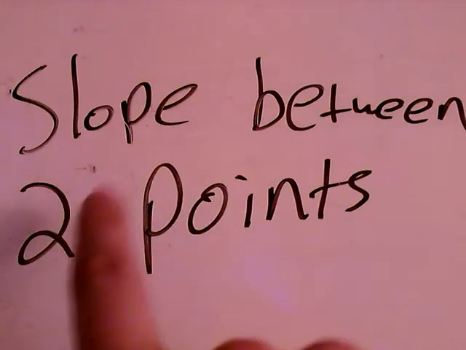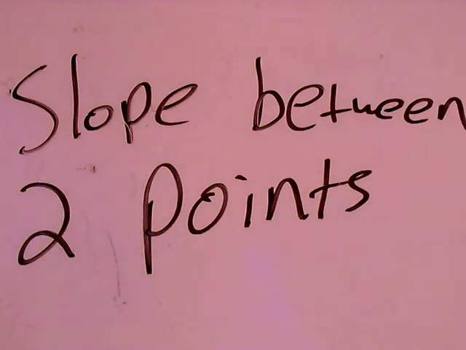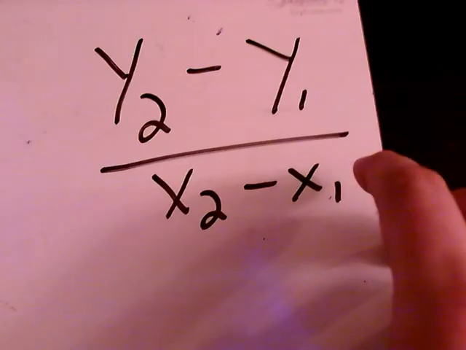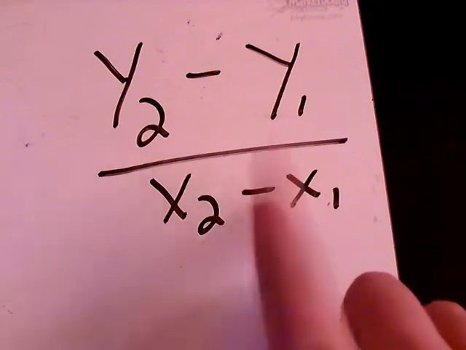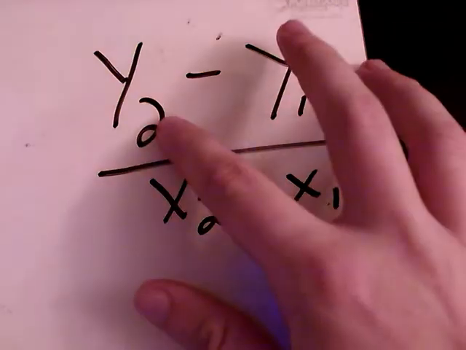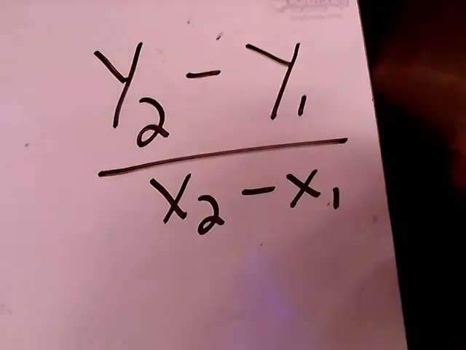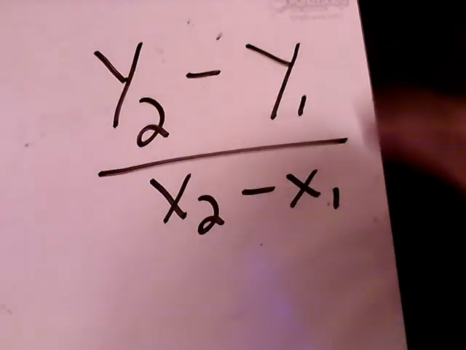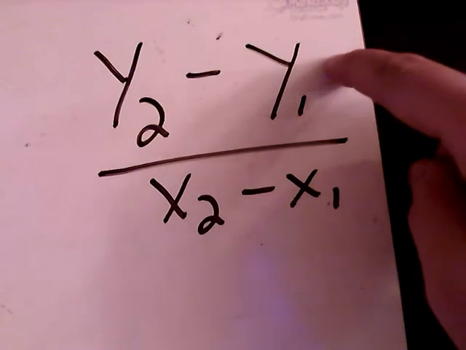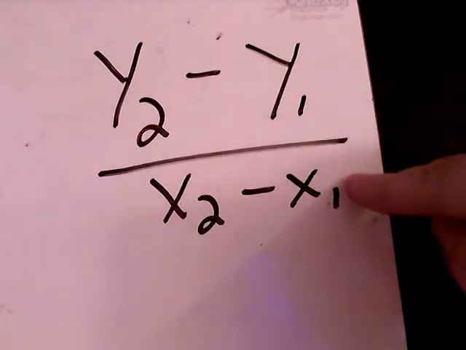Alright, in this video we're going to find slope between 2 points. We'll do a couple of examples in this video, and a couple of examples in another one, illustrating something else. The big thing to remember is the slope formula: y2 minus y1 over x2 minus x1. You have to remember the y's stay on top, x's are on bottom, just like we talked about, rise over run.